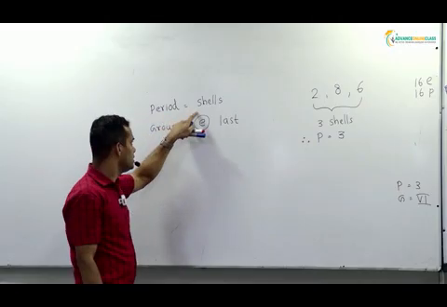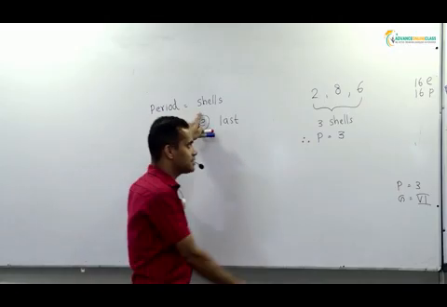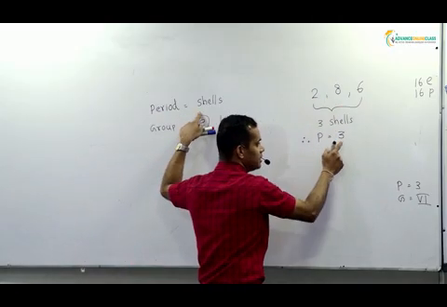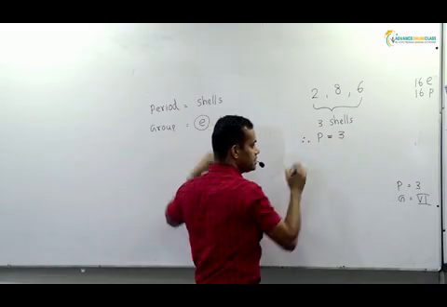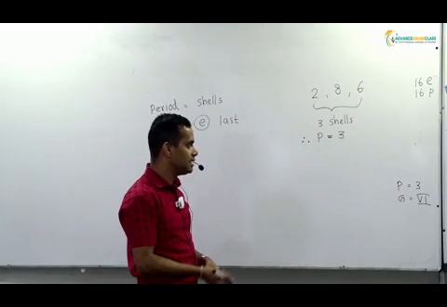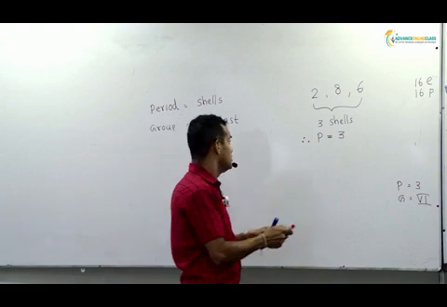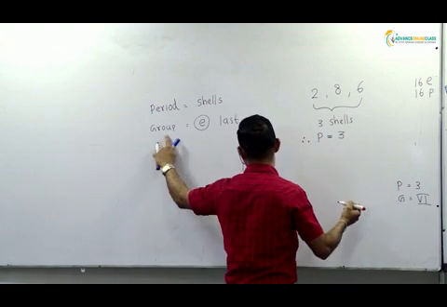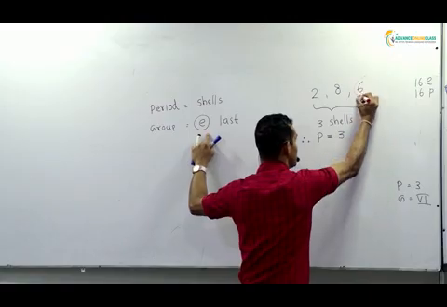Period is decided by shells. How many shells are there? 3 shells are there, so period is 3. We don't need all that other stuff. Then you need the group. Group is how many electrons are in the last shell.